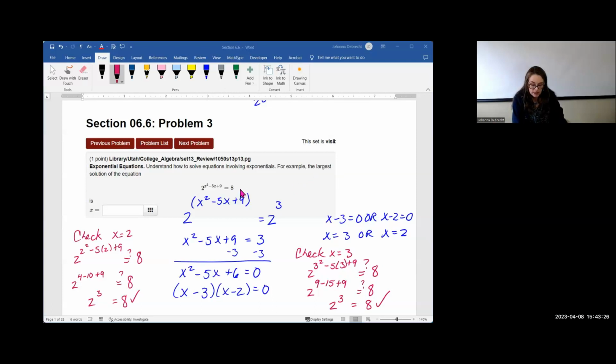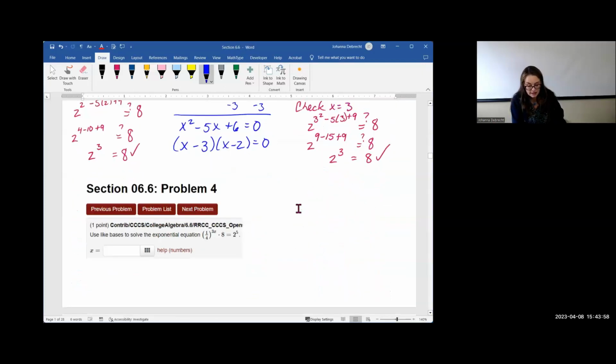On this problem, because the power was quadratic, I was able to write the 8 as 2 to the 3rd and then set the powers equal. Then I moved the 3 to the left, rewrote the quadratic, and then factored it. It gave me 2 possible solutions of 3 and 2, and they both checked to give me the correct answer. So the solution is in fact both x equals 3 or x equals 2.